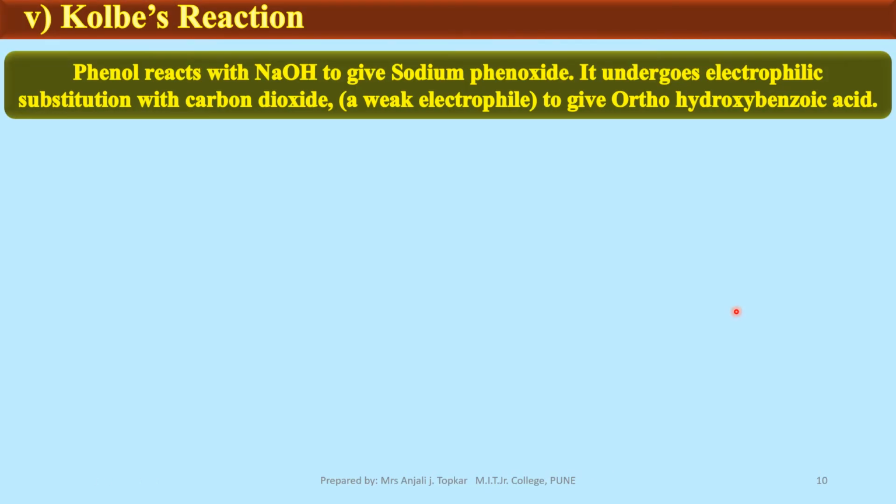Kolbe's reaction. Phenol reacts with NaOH to give sodium phenoxide. It undergoes electrophilic substitution with carbon dioxide, which is a weak electrophile, to give orthohydroxybenzoic acid.